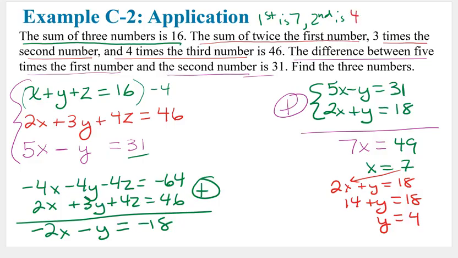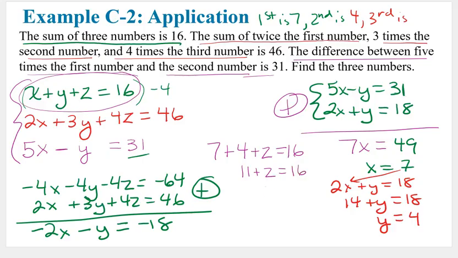So the second number is 4, and now we need the third number. We need to find the z. And again, you can plug that into either the first or the second. I'm going to plug it into the first one just because there was less stuff going on here. So x is 7 plus y, which is 4, plus z equals 16. So 7 plus 4 is 11. 11 plus z is 16. So that means z has to be equal to 5. So the third is 5. So there are your three numbers, 7, 4, and 5.